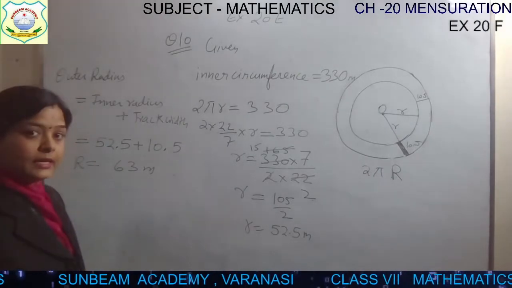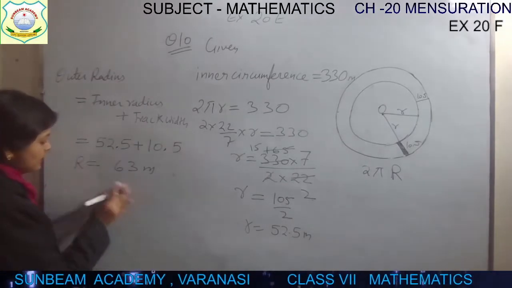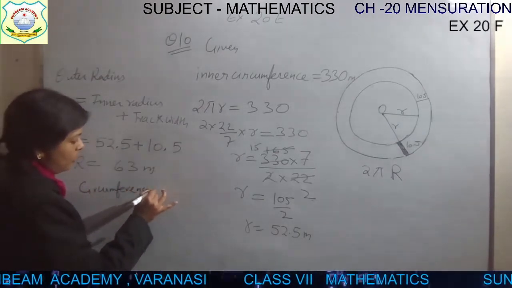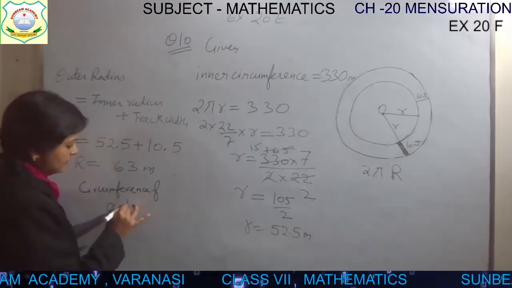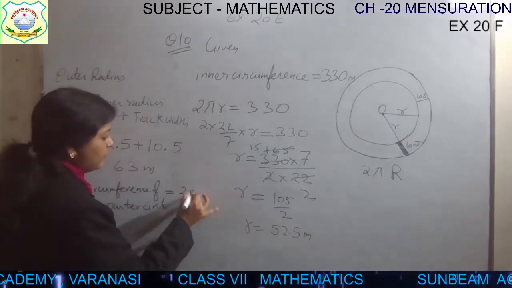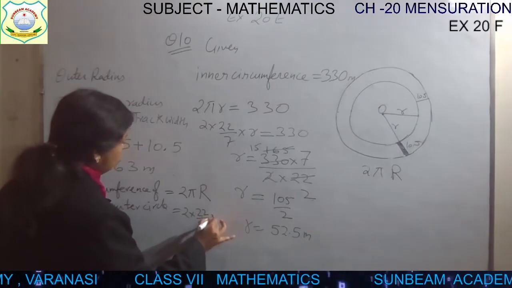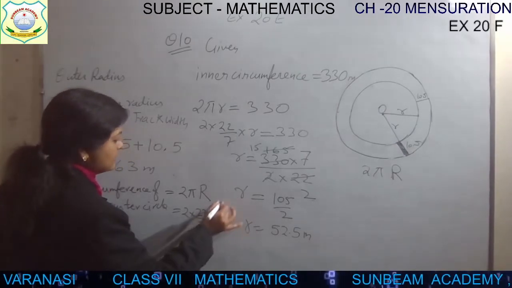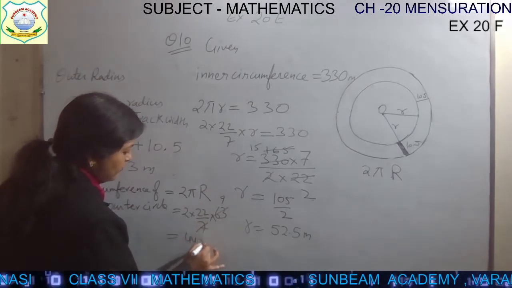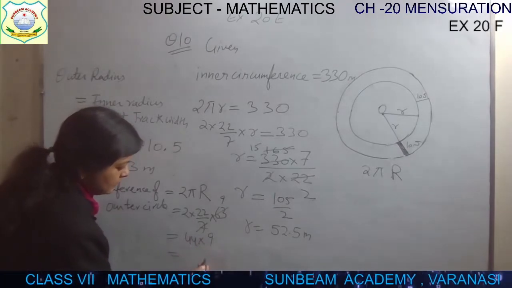Now children, let's find out the circumference. Now we will get the radius now, so we can find out the circumference. Circumference of outer circle is equal to 2 pi r. This is 2 into 22 by 7 into 63. 7 9s are 63. So this is 2 2s are 4, 2 2s are 4 into 9. 9 4s are, children, 36.